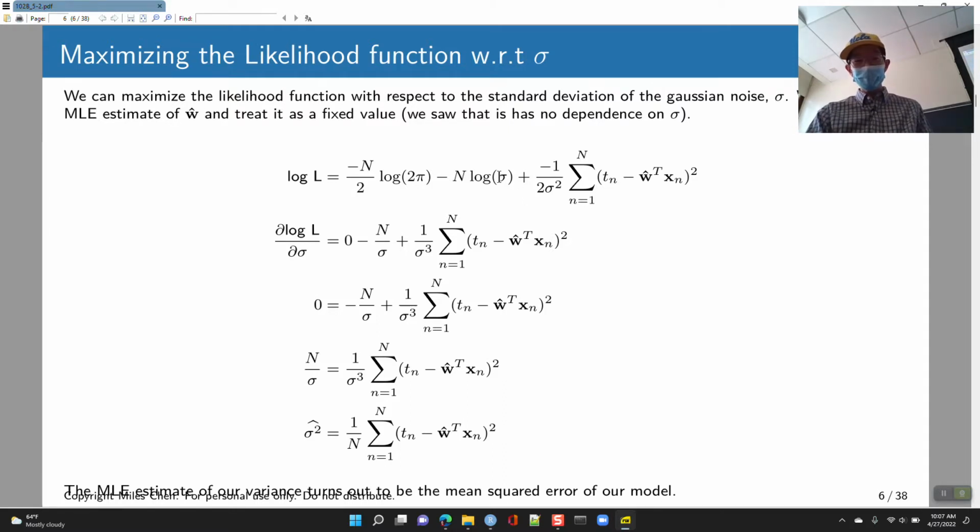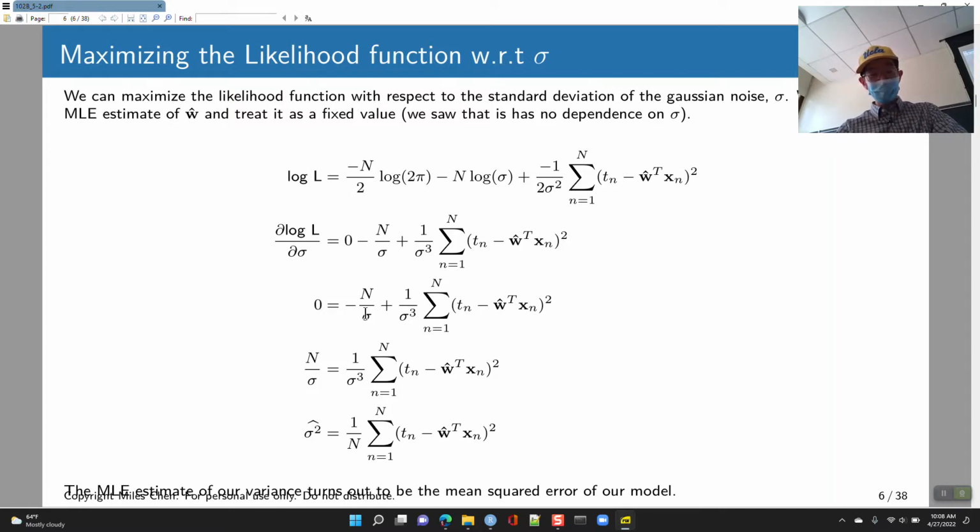Negative n times log sigma becomes, the derivative of that is n over sigma. Here I've got 1 over 2 sigma squared times this thing. This whole thing is a constant with respect to sigma, so that's fine. And so basically I have negative 1/2 times sigma to the negative 2. And so when I bring that down, it becomes sigma to the negative 3. Okay, positive. So I have this. And so I'm going to set this whole thing equal to 0. We're going to solve for sigma.